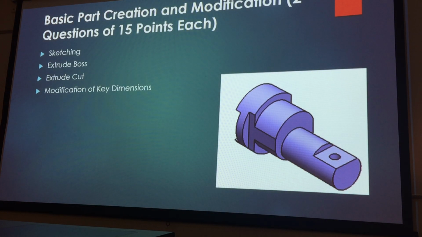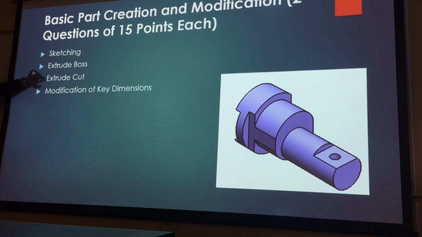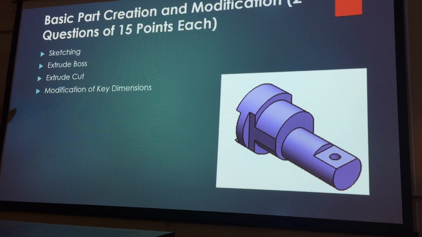There's the basic part, creation, modification, right? This is an example of a basic part. It can be a bit more complex. It can be something easier, or you're utilizing sketching, extrude boss, extrude cut, and modification of key dimensions, all right? So if we take this out, it's basically sketch, extrude boss, and extrude cut, right? Pretty straightforward for a basic part.